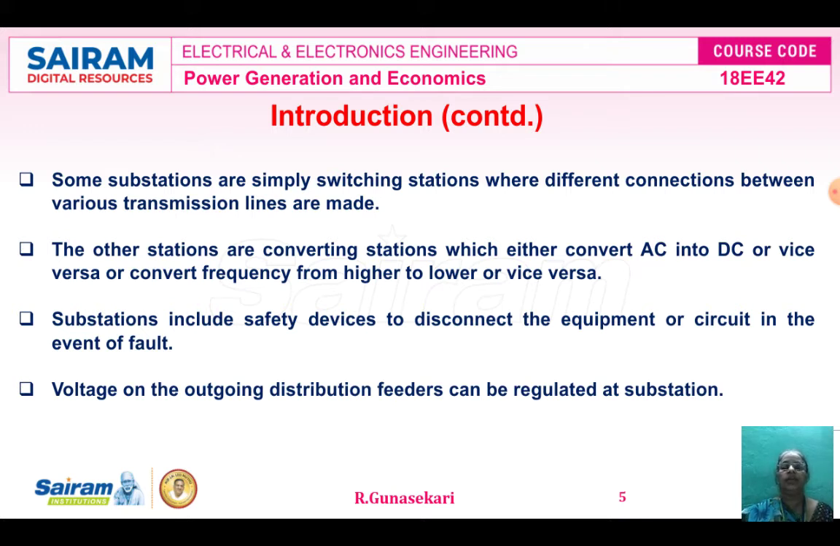Then the voltage on the outgoing distribution feeders can be regulated at substations. From the substations, the power is directly transmitted to high voltage services, that is primary distribution. After again stepping down through the feeder, we can distribute to the distribution transformer. So these are the need and the working function of the substation.